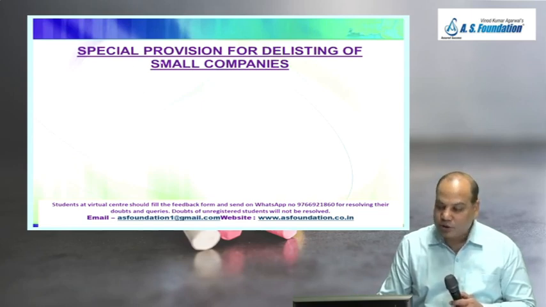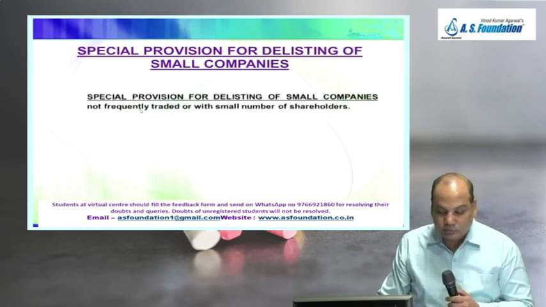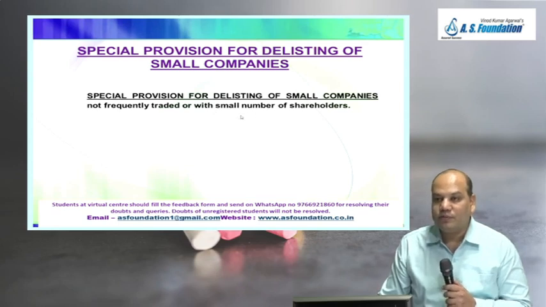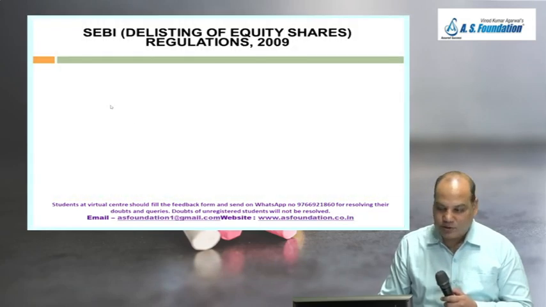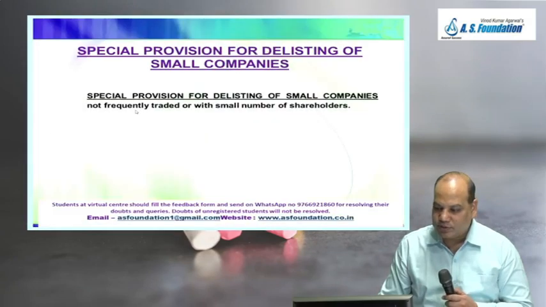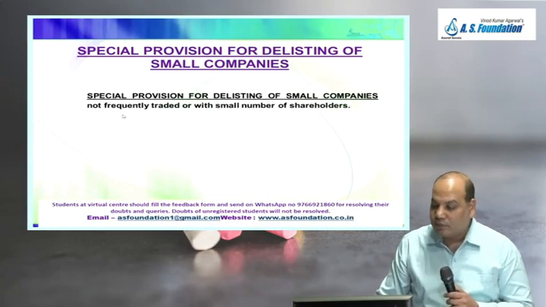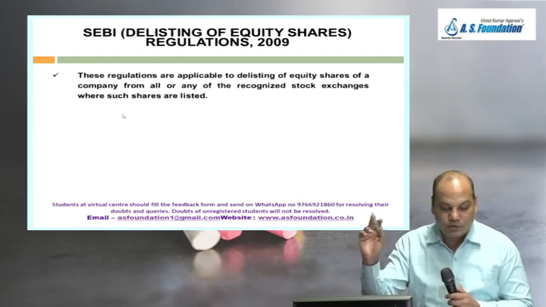And then special provision for delisting of small companies. Point number 3. Special provision for delisting of small companies, whose shares are not frequently traded or with a small number of shareholders. Is it right? So there is a separate provision for such small companies. But again, right now in your study material, they have not mentioned the provisions for delisting of small companies. So first is voluntary delisting.